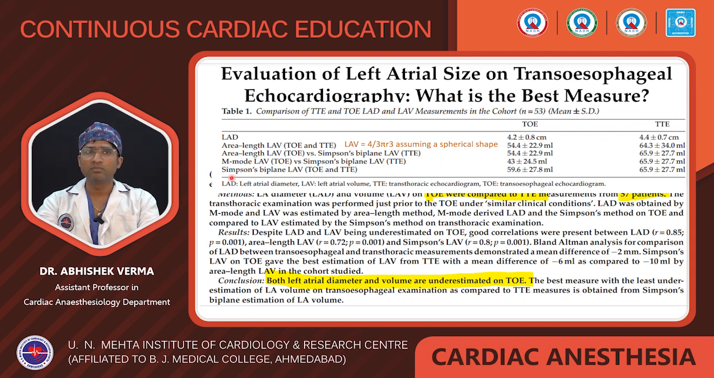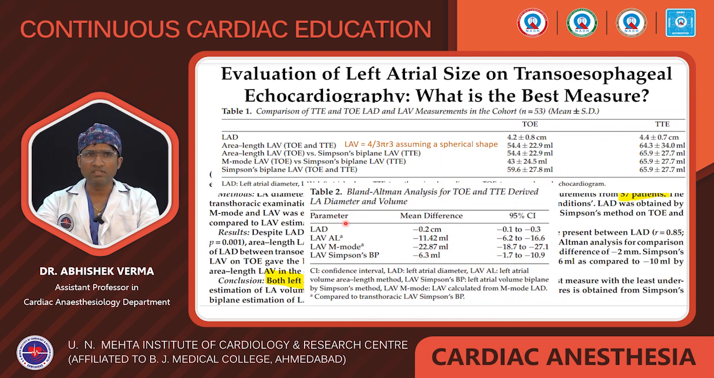Only the Simpson biplane method of the LA volume in TOE and the transthoracic echo, 59 and 60, will approximate, not normal, but the margin of error is less. So Bland-Altman analysis of the transesophageal and the transthoracic echo shows that only for the LA volume calculated by the Simpson method is the difference less as compared to the other methods.